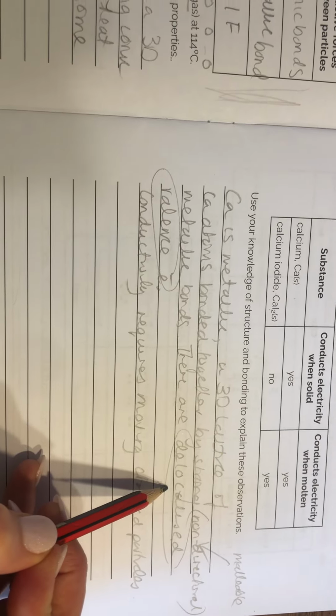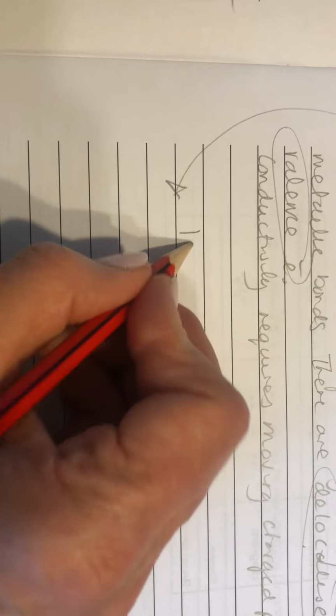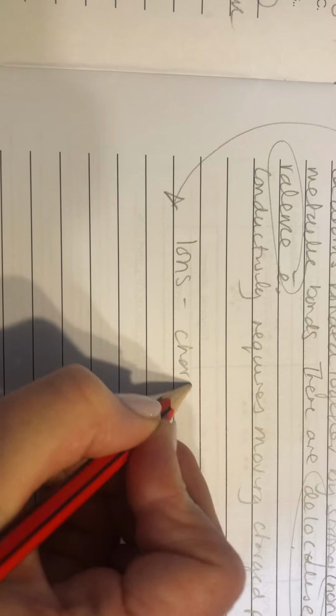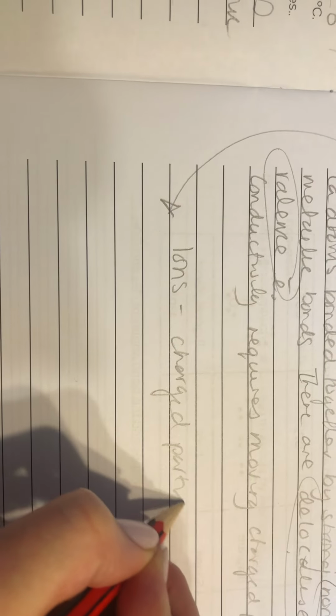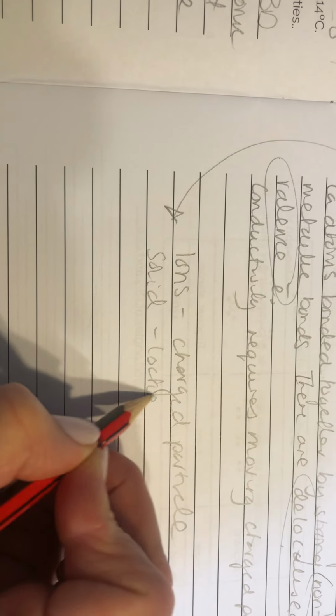Now these are delocalized, so they are moving, whether calcium is in solid form or liquid form. So that is why calcium can conduct when solid or melted or molten liquid form. However, in calcium iodide, we've got to be really clear. I'm not going to repeat the structure here. We just did that back over in the first one. So calcium iodide, we need to be really clear that the ions are the charged particle and that in the solid, these are locked into the lattice and can't move.